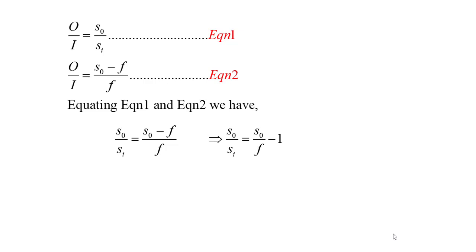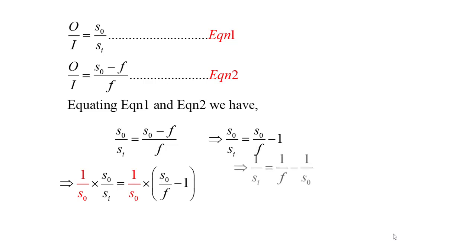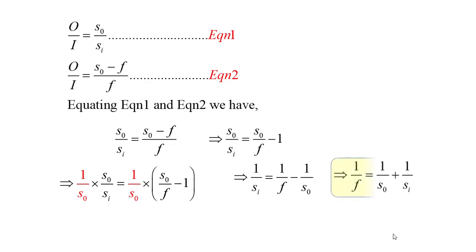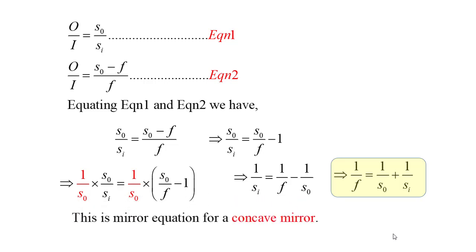So we can rewrite this equation in this form, and finally dividing both sides by SO, we can eliminate SO and we can simply write 1 over Si is equal to 1 over F minus 1 over SO, or rearranging their positions, we can rewrite 1 over F is equal to 1 over SO plus 1 over Si, where F is the focal length, SO is object distance, and Si is image distance. This is the mirror equation for a concave mirror.